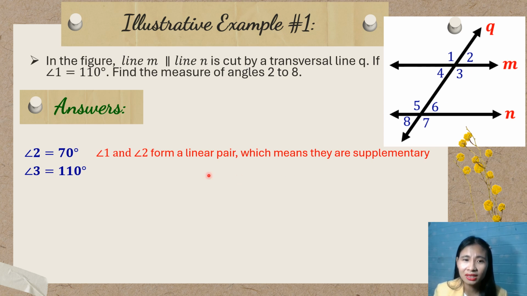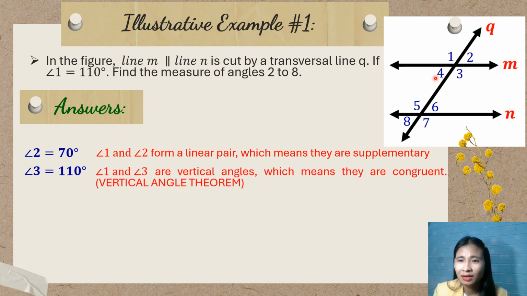So, if 180 is the sum, 180 minus 110 gives you 70 degrees. Next, we have angle 3, which is 110. What makes it 110 degrees? Angle 1 and angle 3 are vertical angles, and by the vertical angle theorem, they are congruent. So if angle 1 is 110 degrees, then angle 3 is also 110 degrees.